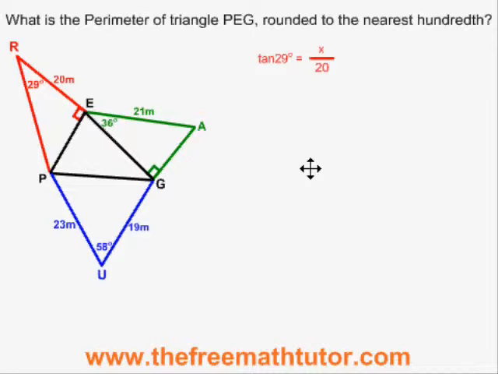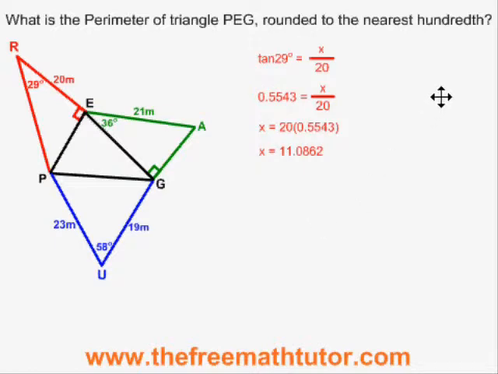Using the TOA formula, tan of 29 degrees is equal to x over 20. If I solve this, my algebra will look like this. And I find that side PE is equal to 11.0862 meters, if rounded to 4 decimal places.